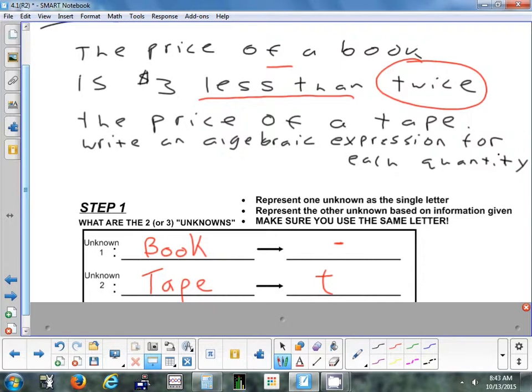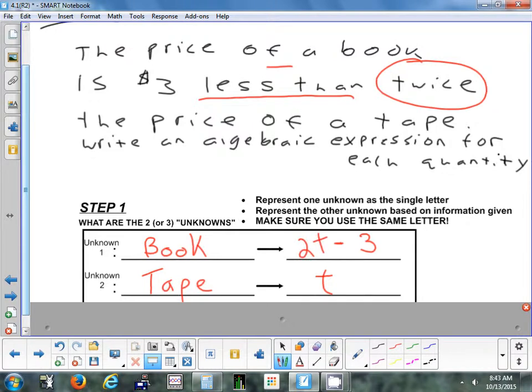Caitlin, what's going to go after that minus sign? 2P. No, sorry, 2T. I like 2T, but I don't like it there. I agree that twice the price of the tape is 2T. I agree with that. I just don't agree with where you put it. Should it go here or should it go here? Should it go in the beginning or the end? At the end. 3. Oh, okay. 3 goes here. I agree with that. And then what's going to go here, Caitlin? 2T.